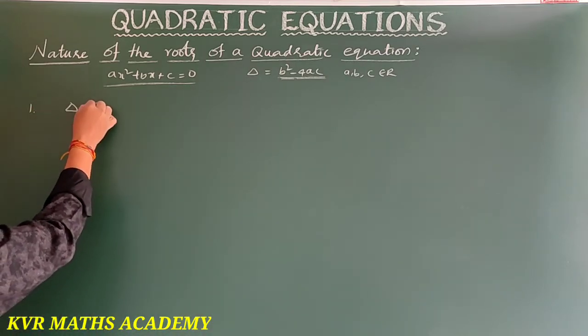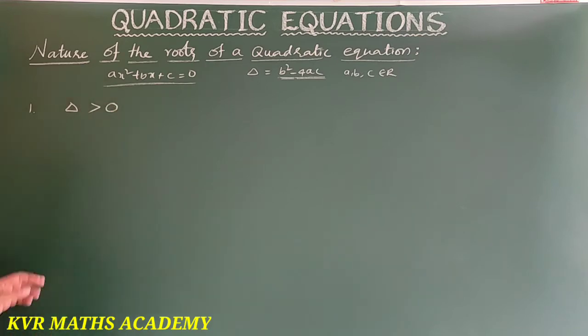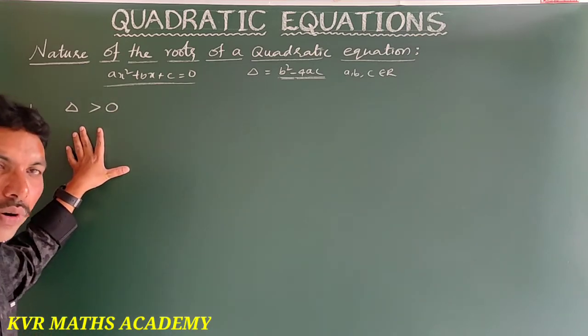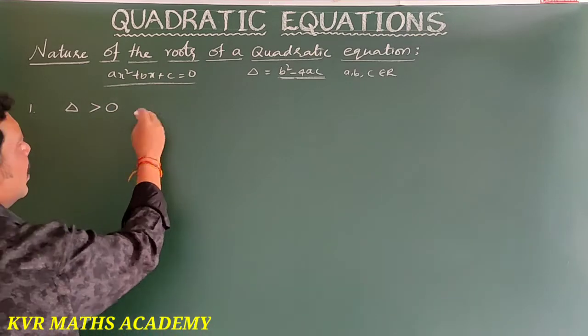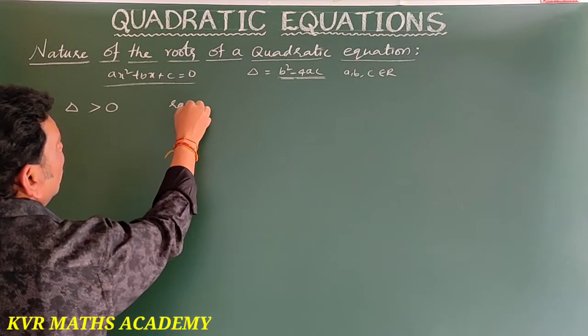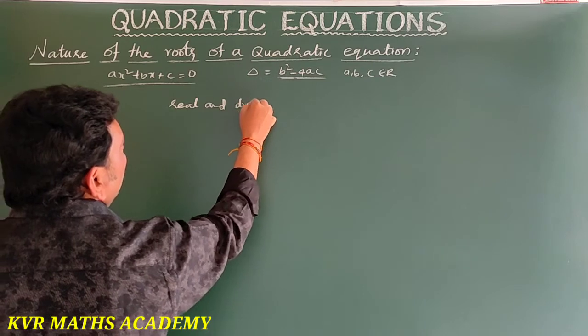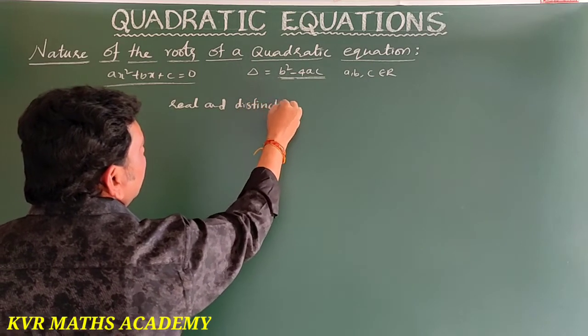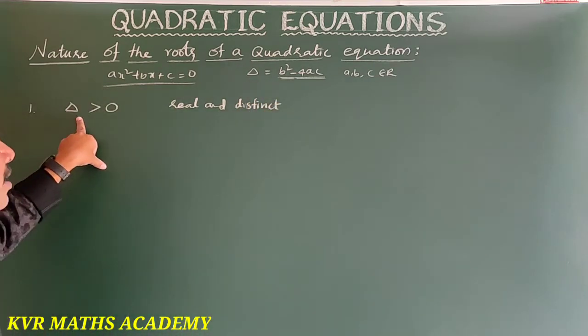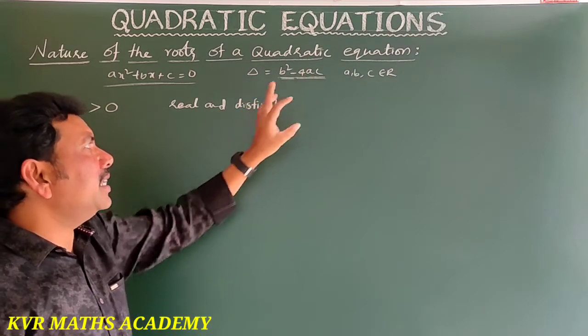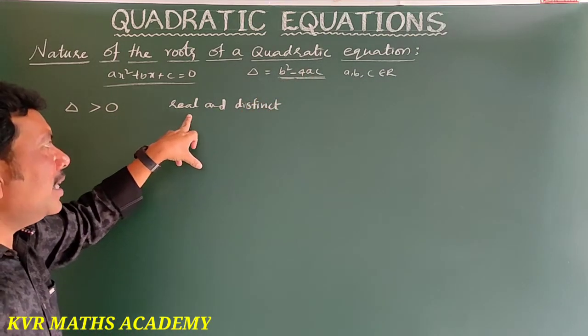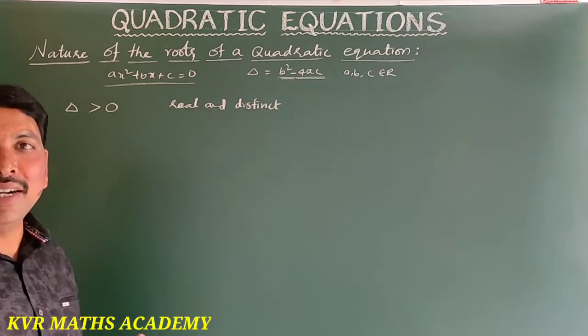In the first case, if delta is greater than 0, the roots are real and distinct. Understood? If delta, which means b square minus 4ac, is greater than 0, then the roots are real and distinct.